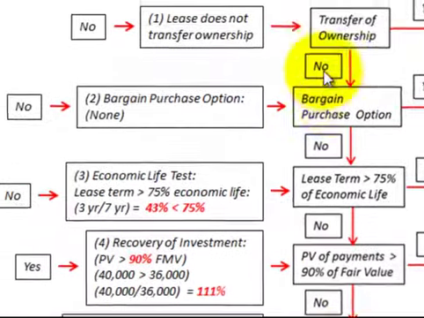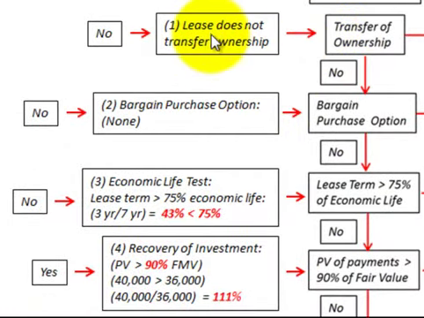But if it fails all of these tests, then it would be classified as an operating lease for the lessee. So for our transfer of ownership, we determined that the lease does not transfer ownership, so it fails this test. That would be a no. And for the bargain purchase option, there wasn't any, so again it fails the test. It would be no. And then the economic life test: we determined that the lease term was only 43%, so it wasn't greater than the 75% of the economic life. So again, it fails that test.